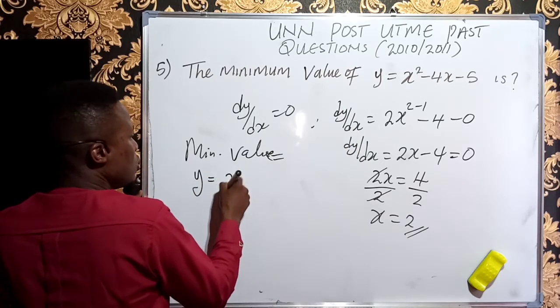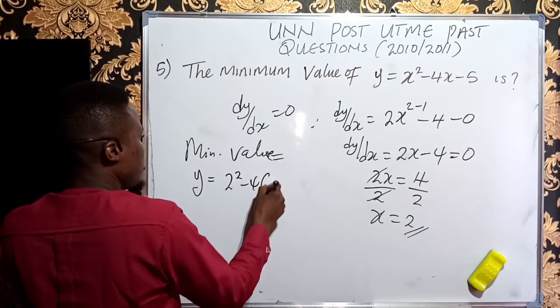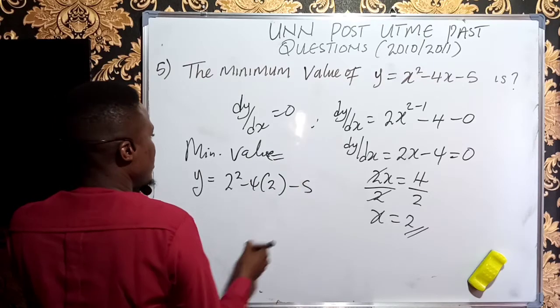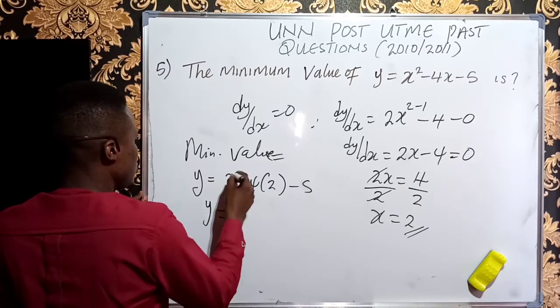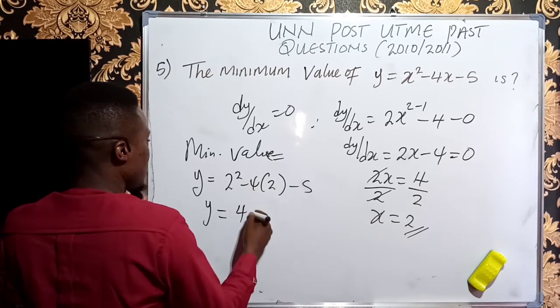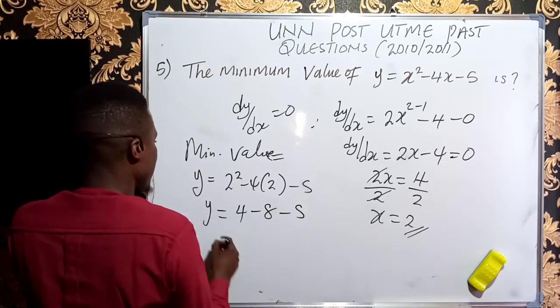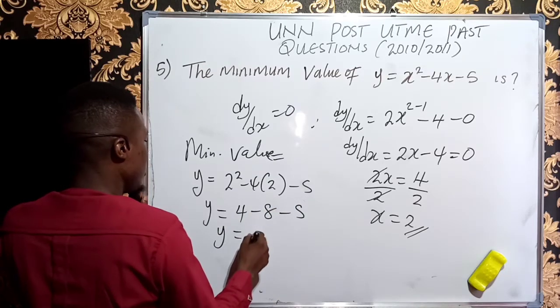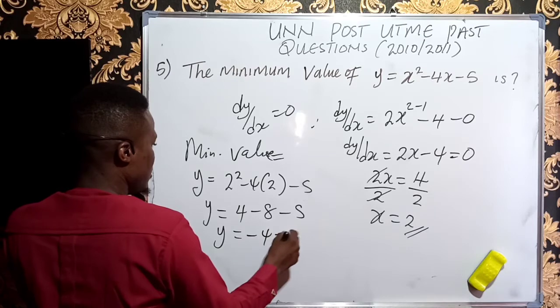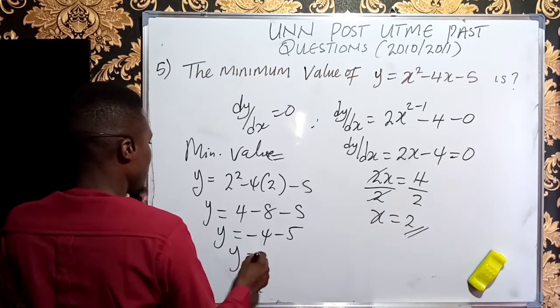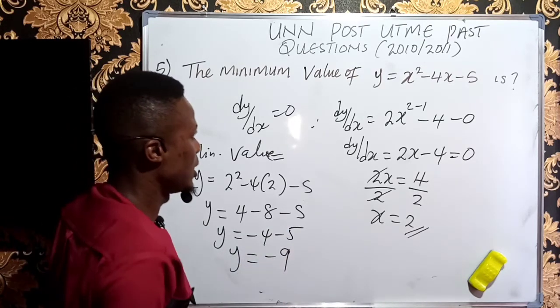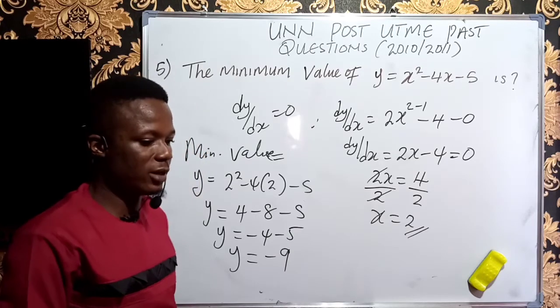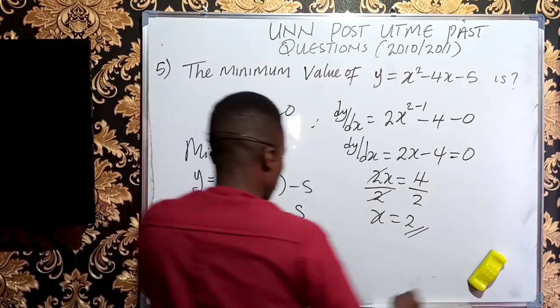So y will now be 2 squared minus 4 bracket 2 minus 5. So y will give us 2 squared is 4, minus 4 times 2 is minus 8, then minus 5. So y will be 4 minus 8 is minus 4, minus 5. And minus 4 minus 5 is minus 9. So this is the minimum value of the function, minus 9.